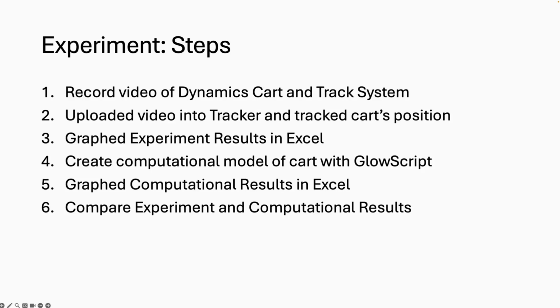First, a video of the cart gliding along the track will be recorded. Then, we upload that recorded video into Tracker and track the cart's position. This will help us accurately determine how the cart moves with respect to time. Third, we graph the experimentation results in Excel. After that, we create the computational model with GlowScript. Then, we graph the computational results in Excel. And finally, we compare the two results.